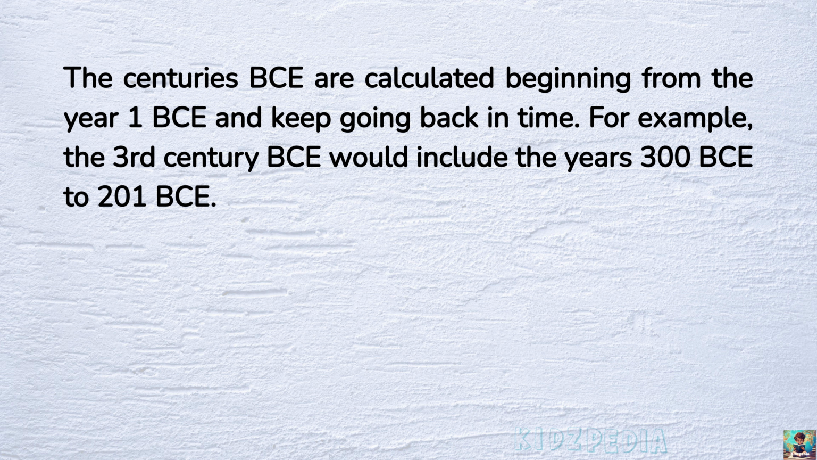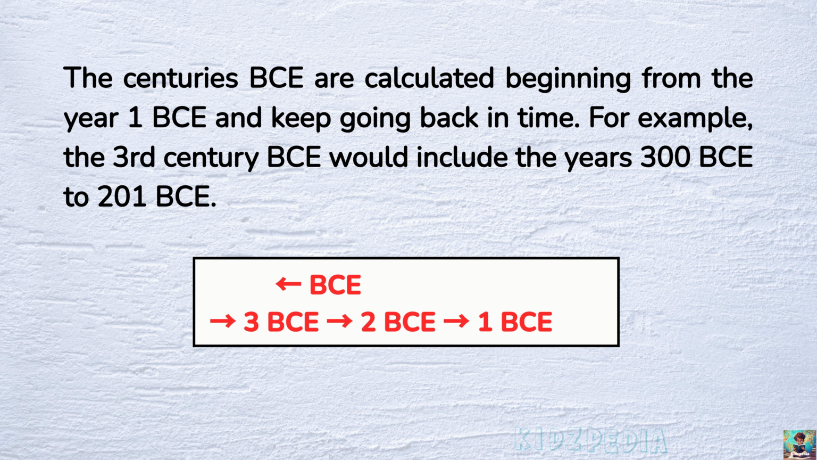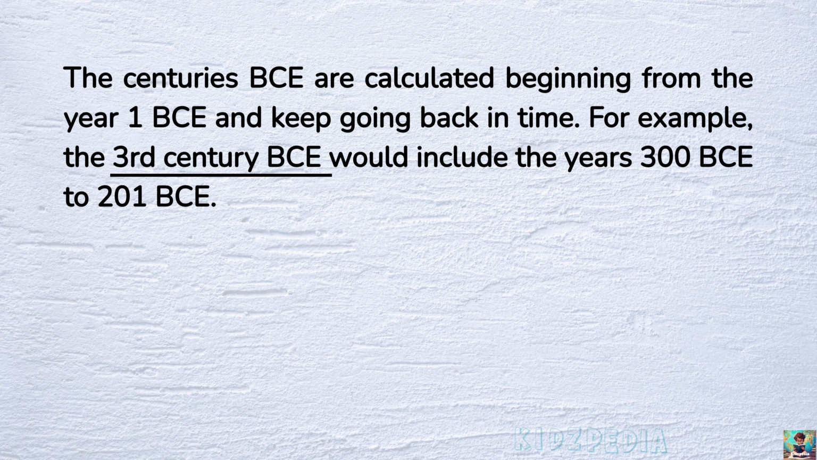The centuries BCE are calculated beginning from the year 1 BCE and keep going back in time. For example, the 3rd century BCE would include the years 300 BCE to 201 BCE. Centuries BCE are counted backward starting from the year 1 BCE. So, the 3rd century BCE means the years from 300 BCE to 201 BCE.